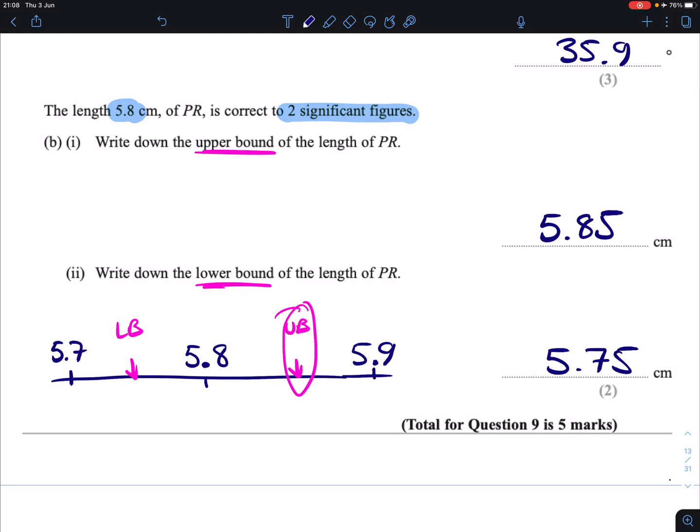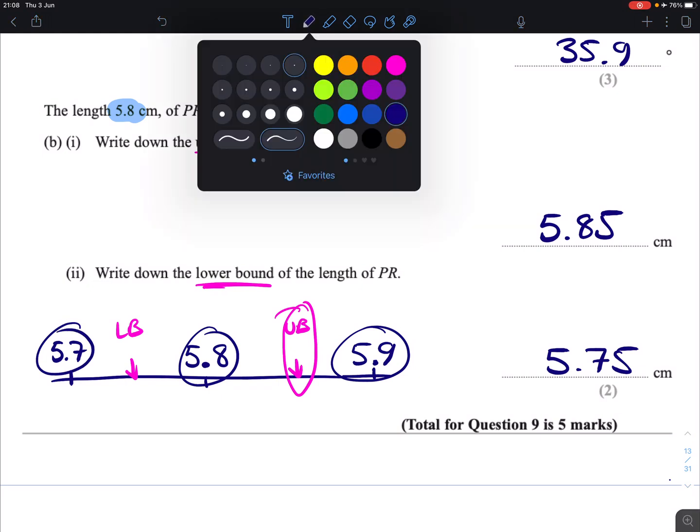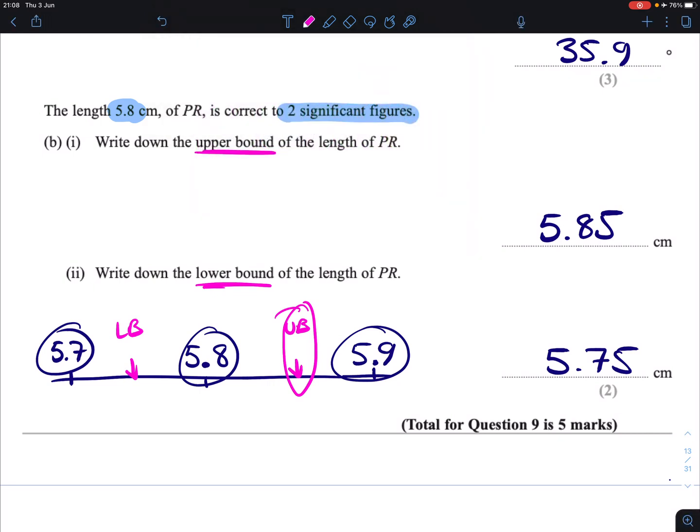So whenever it comes to significant figures, and like I said, there's more tricky ones in this, think about your number. What would the next number be? What would the previous number be? You can even draw them out in a little number line like that. Upper bound is halfway in between your number and the next one. The lower bound is halfway between your number and the previous number. Done.